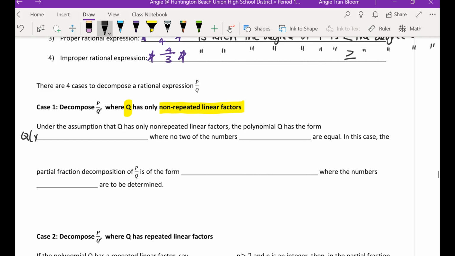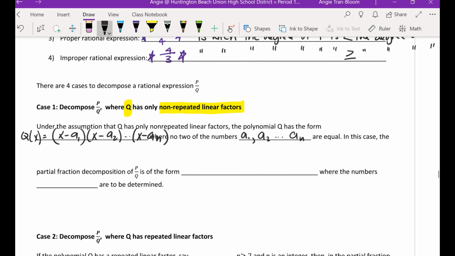So Q of x is a, oh sorry, a times (x minus a subscript 1), because this is a factor, times (x minus a subscript 2), and then it can go on to (x minus a subscript n), okay? Where no two of the numbers a1, a2, whatever the a's are, are equal. None of the a's can be equal. Remember, the factors may not repeat. That means it cannot be the same.